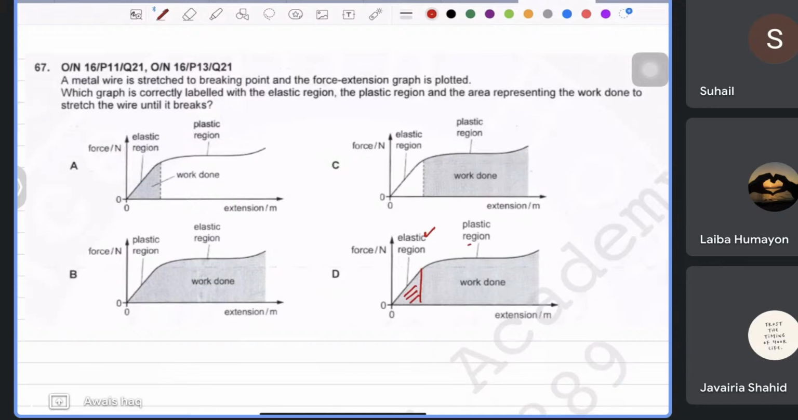And the work is done in stretching all of this. So right answer. This is only the work done. This is for elastic potential because that shows that it comes back to its original shape. These are switched, and this one is entirely wrong because there has to be work here as well. Anyway, which is good, excellent.